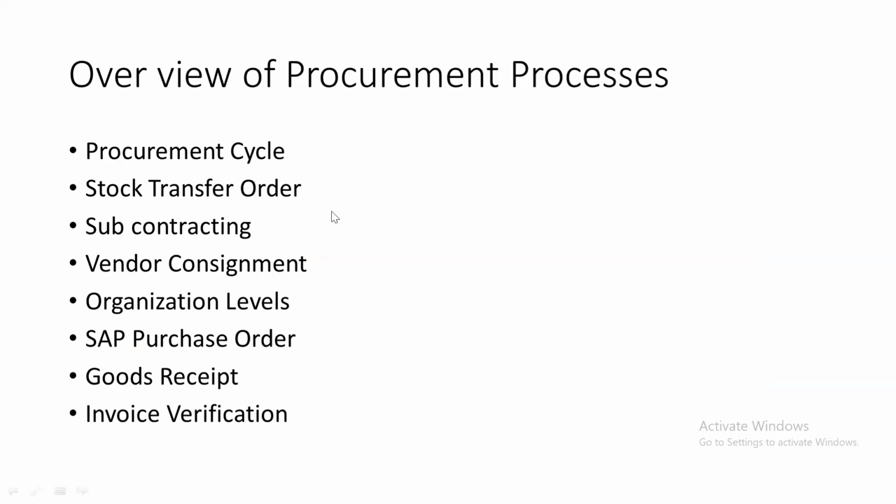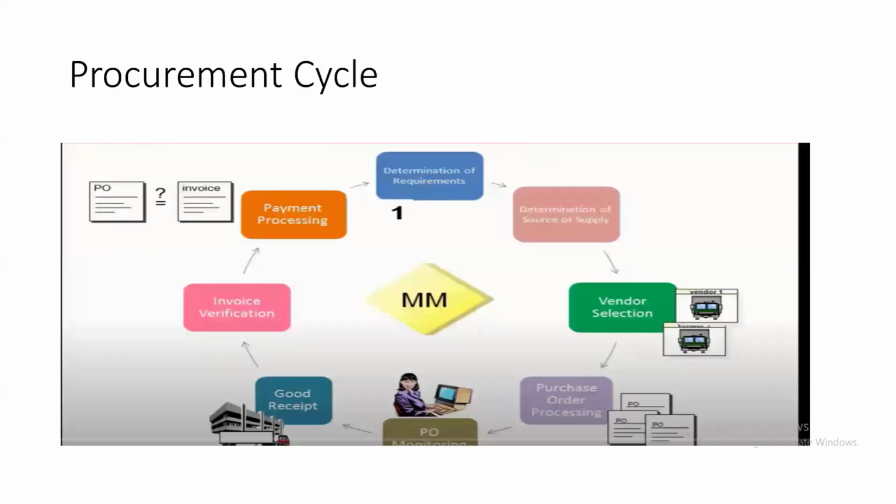Our overview of the procurement process includes all these things: the procurement cycle process, stock transfer, subcontracting, vendor consignment, organization levels in SAP, purchase order, goods receipt, invoice verification. These are the overview of the procurement process. This is the total procurement life cycle process.